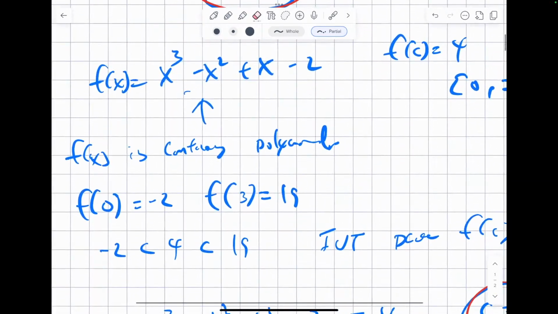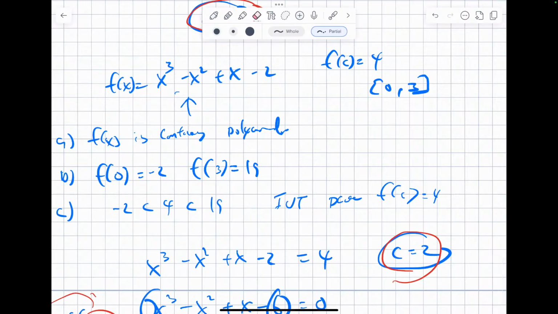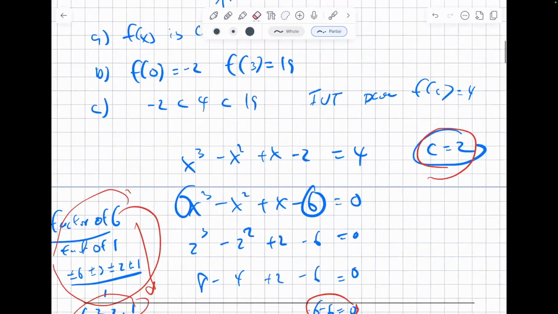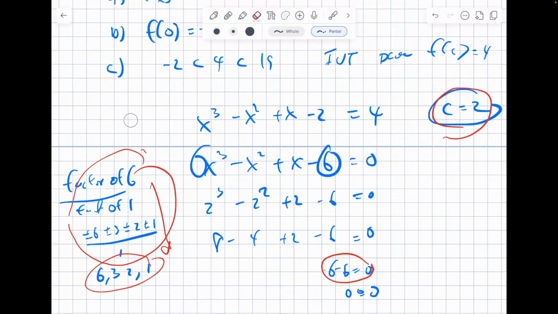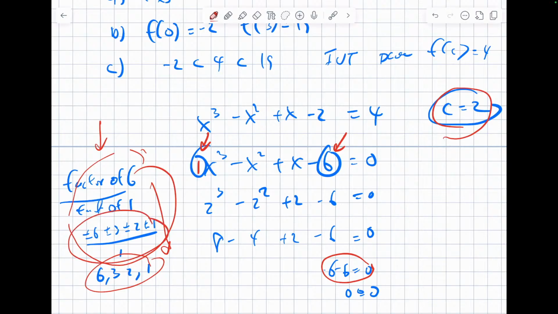All right. This is another question that a lot of people didn't have a problem proving with the intermediate value theorem. f of x is continuous, f of 0 is -2, f of 3 is 19. IVT proves that f of c is equal to 4. That's no problem. But there's no way to factor this. So in pre-calculus, you learned the rational root theorem: the possible zeros are factors of this number over factors of 1. So you get all those possible choices, and those are the possible zeros.